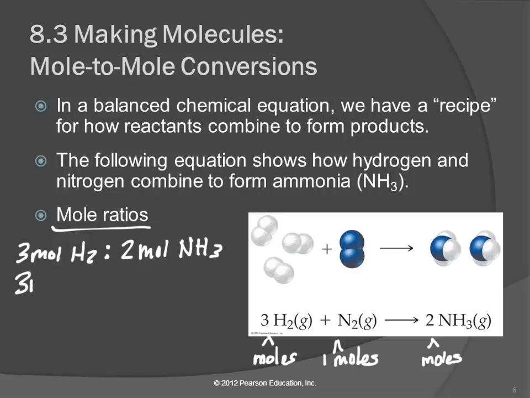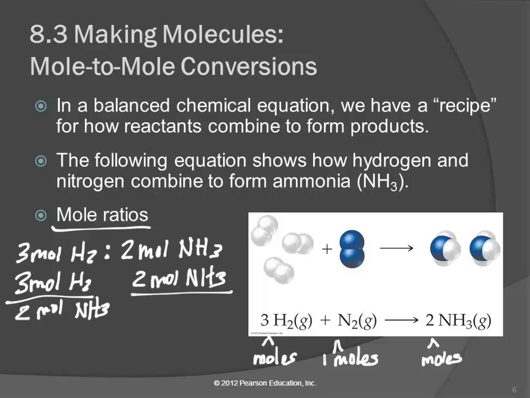We could say 3 moles of hydrogen per 2 moles of ammonia. Or we could flip it upside down and say 2 moles of ammonia per 3 moles of hydrogen. Those look like conversion factors, don't they? If we had 2 moles of hydrogen, how many moles of ammonia could we make?